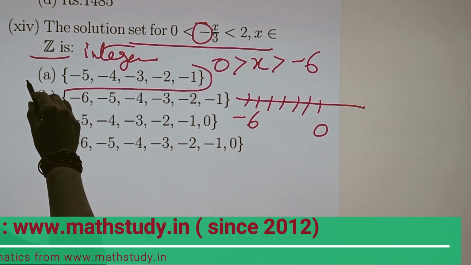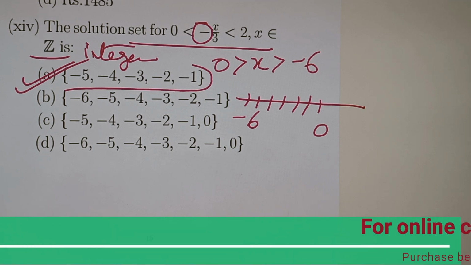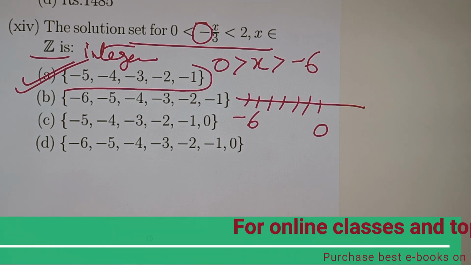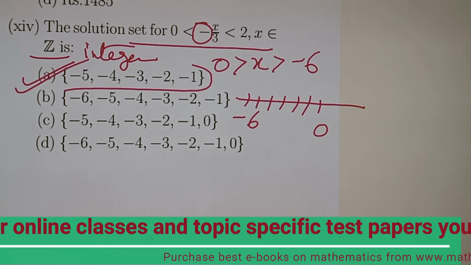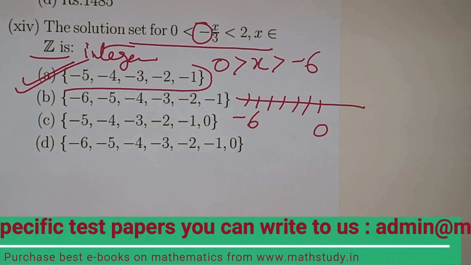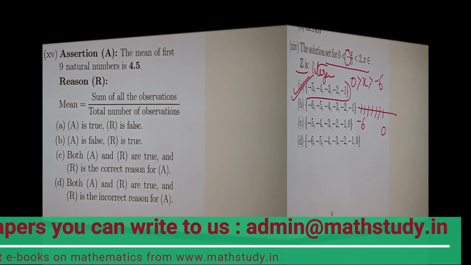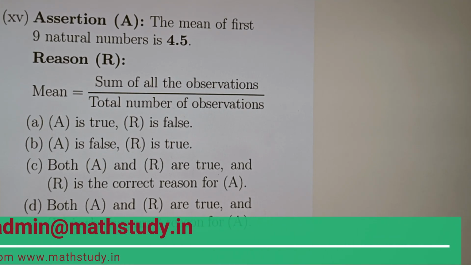This is our option A. Option A is the correct answer here. We are not including -6 because -6 is excluded in the inequality here. So I think this concept is clear. Now let's move towards part 15 of question number 1. So students, this is part 15, the last part of question number first.